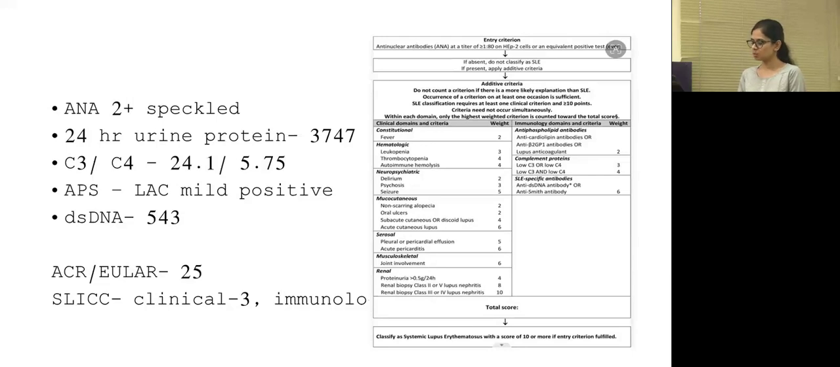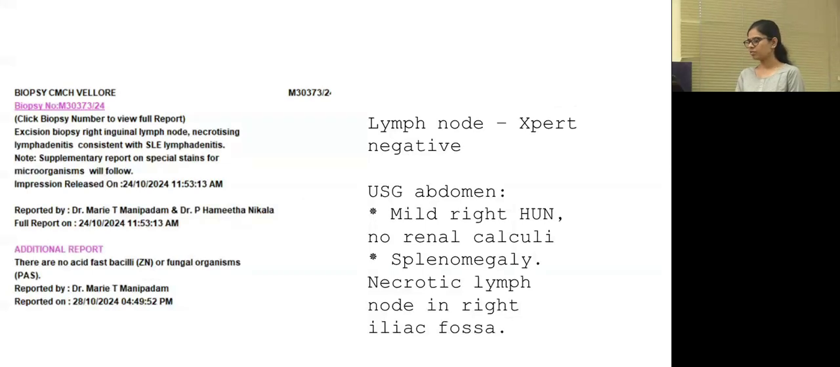So we went ahead with ANA, which showed a 2 plus speckled pattern. C3, C4 was low. Antiphospholipid syndrome workup showed a lupus anticoagulant mild positive. dsDNA was elevated. So he scored 25 in the ACR EULAR criteria and scored 3 in the clinical and immunological criteria, 3 each in the SLICC criteria as well. And we biopsied the lymph node, which showed a necrotizing lymphadenitis suggestive of SLE. Expert was negative. Ultrasound abdomen showed a splenomegaly and a mild right hydronephrosis.